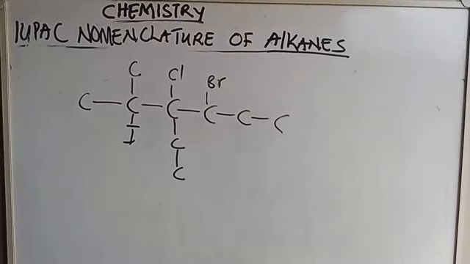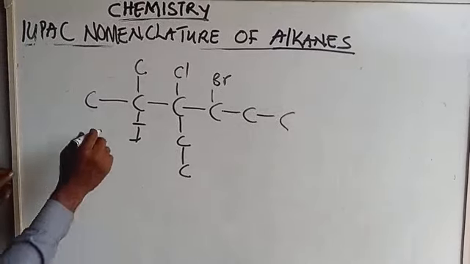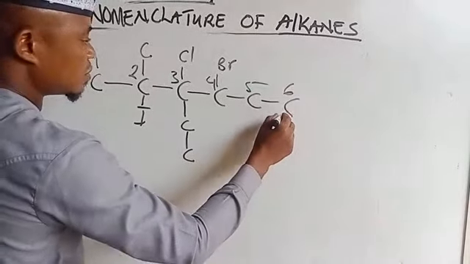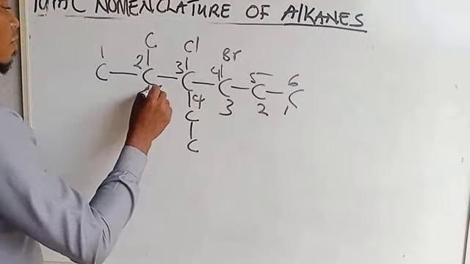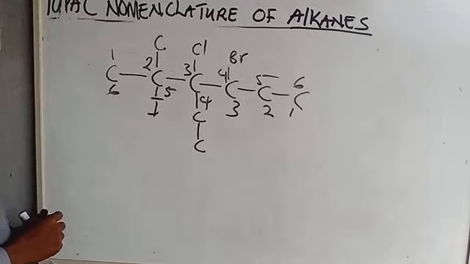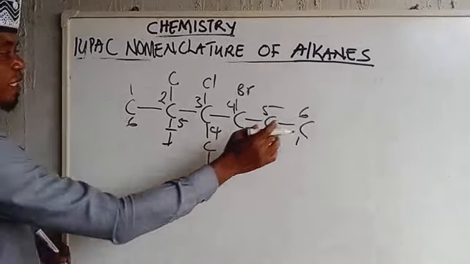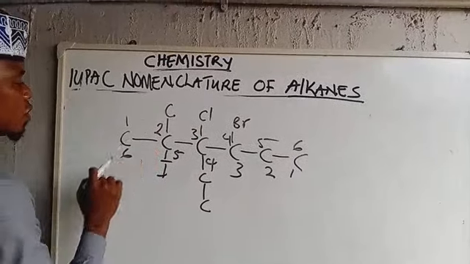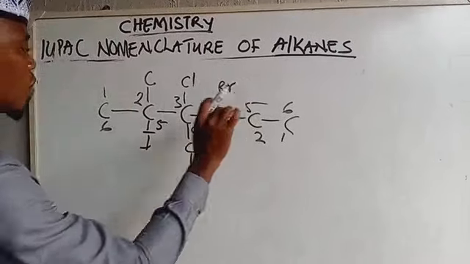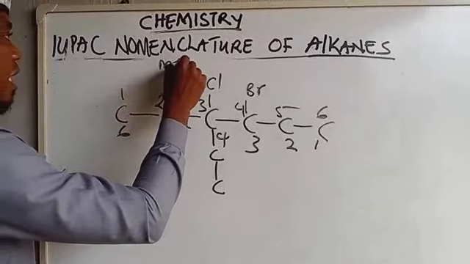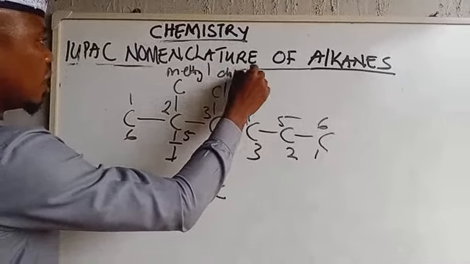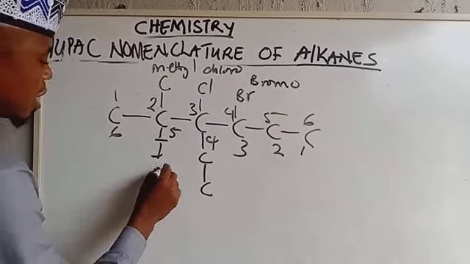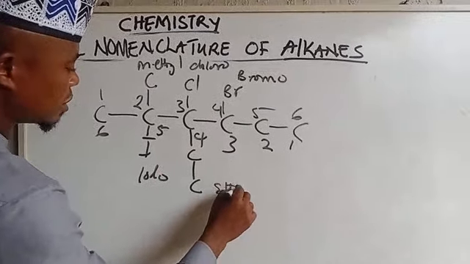All right. Now, how do we name this compound? First, we number this chain. 1, 2, 3, 4, 5, 6. Now, which direction gives our side chain the smallest number? From this side, the first is on carbon 4, while from this side it is on carbon 2. So we're going to use number 2. So from this side, this is going to be a methyl, a chloro, a bromo, an iodo, and then this is an ethyl.